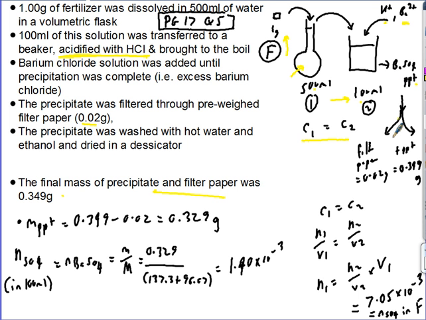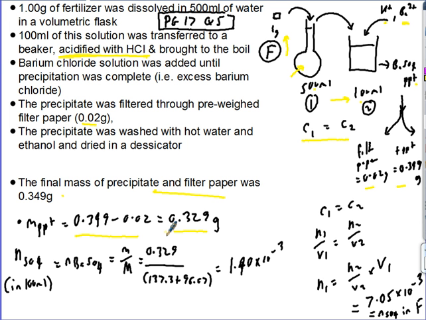For the precipitation step, they knew the mass of the filter paper, and we know the mass of the precipitate and filter paper. So the first thing was, what's our mass of precipitate? You should have taken away the mass of the filter paper from the mass of the precipitate plus filter paper. So we've got 0.329 grams of precipitate.